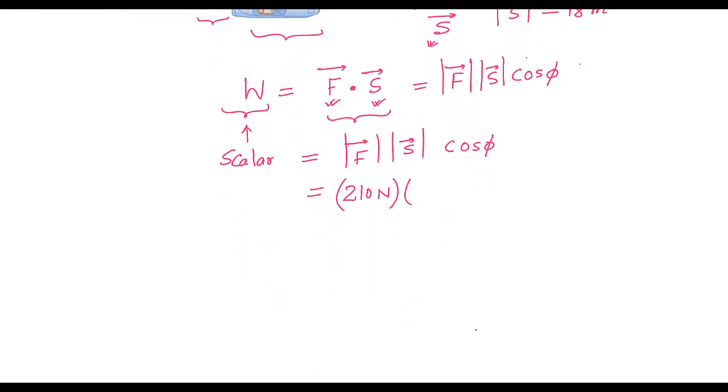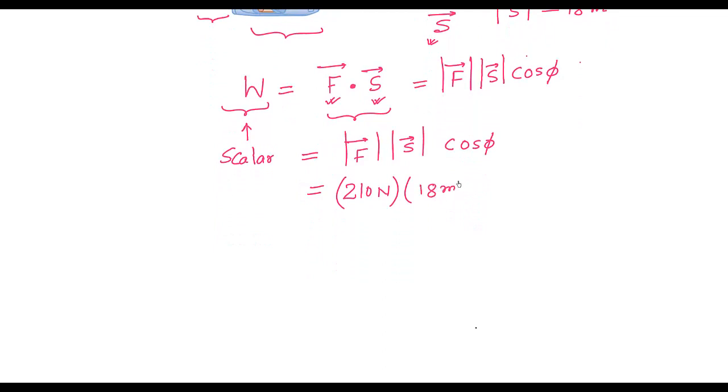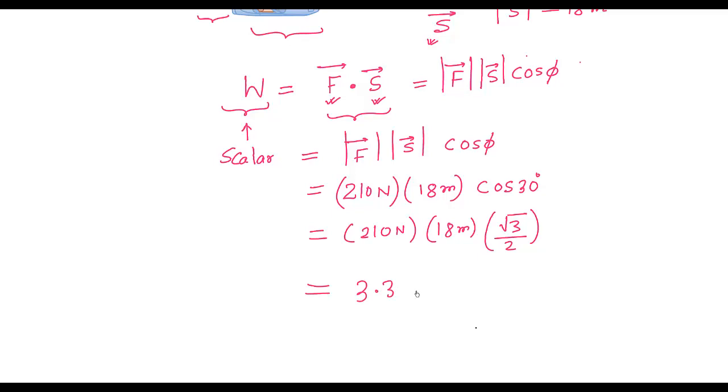Now I can plug in the value, 18 meters, and the angle is 30 degrees, so we write cos of 30 degrees. So we can further write 210 newton times 18 meters, and cos 30 is nothing but root 3 by 2. If you calculate all this, it turns out to be 3.3 times 10 to the power 3 joule, or 3.3 kilojoule. This is the amount of work that Steve is doing.